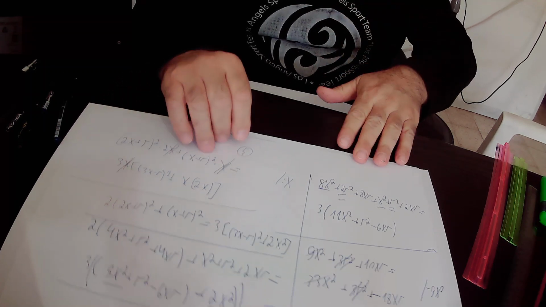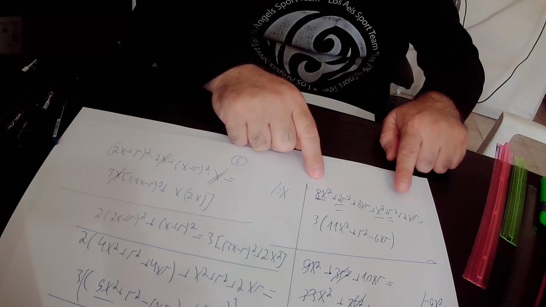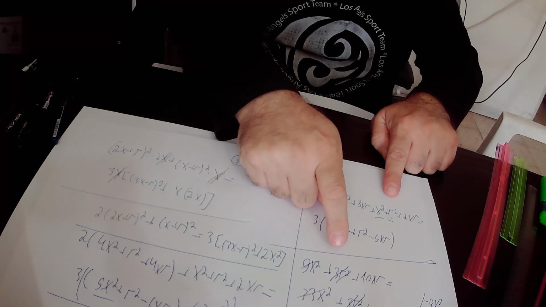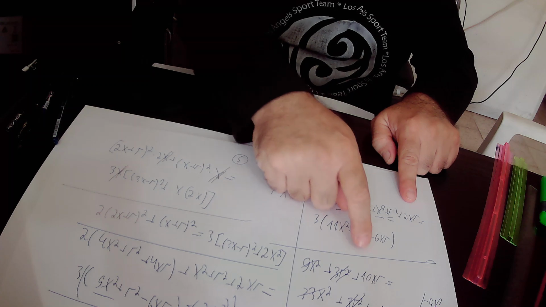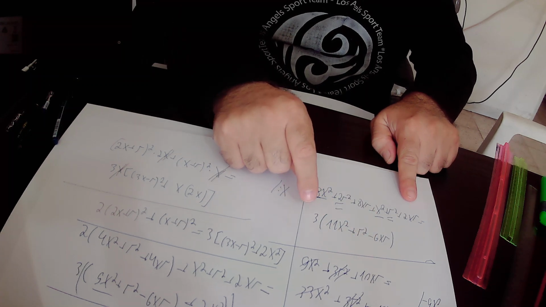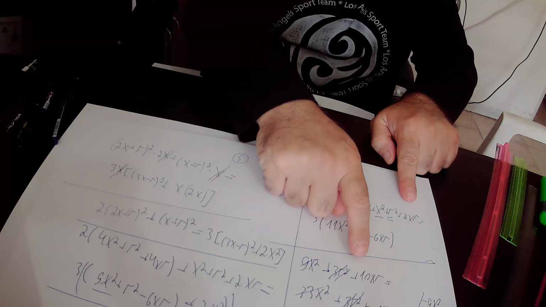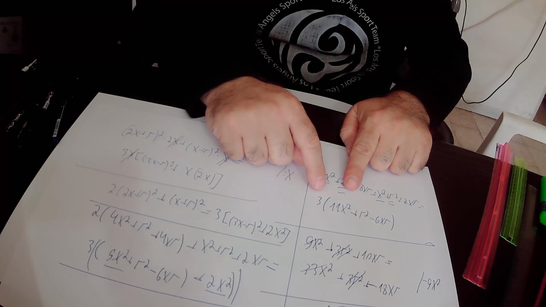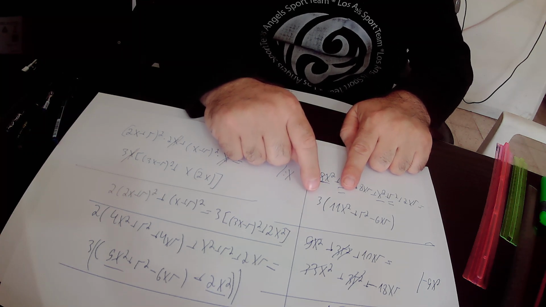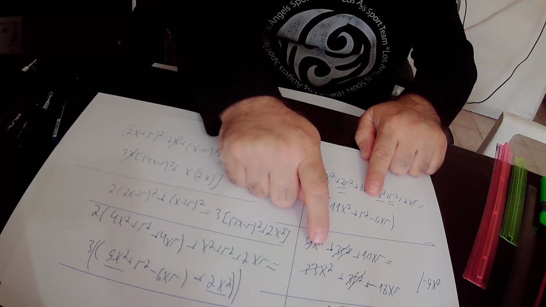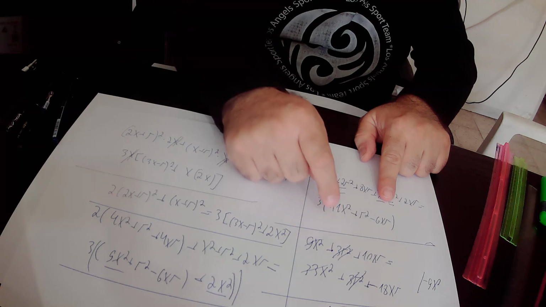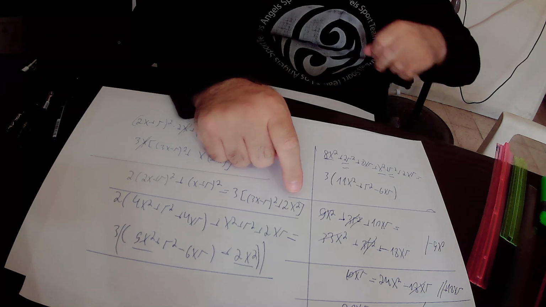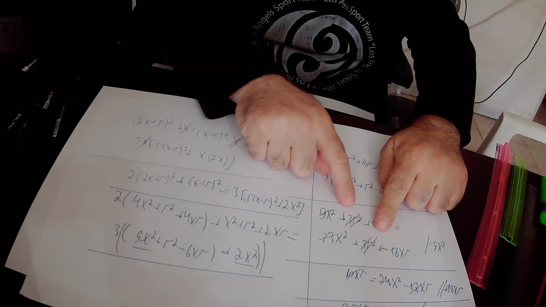So we have here 8x² plus x² is 9x², 2r² plus r² is 3r², and we have 8xr plus 2xr is 10xr. So in this side of the equation we have 9x² plus 3r² plus 10xr. In the other side of the equation we open the brackets here, 3 times 11x² is 33x². 3 times r² is 3r², 3 times minus 6xr is minus 18xr. Here we have 3r² on both sides of the equation, so 3r² will get cancelled.